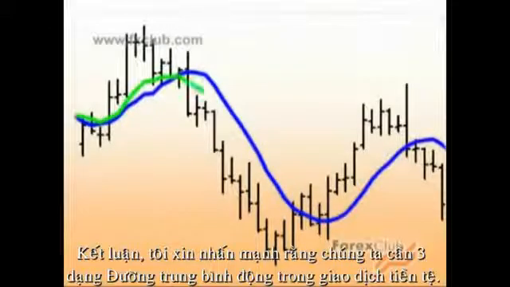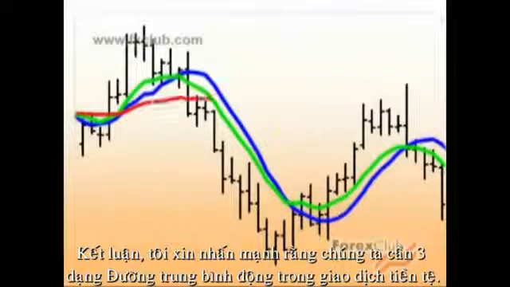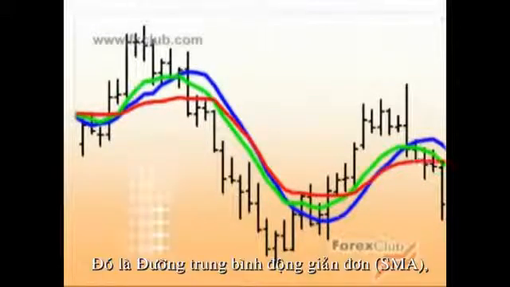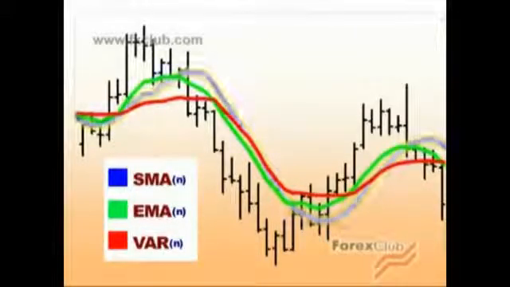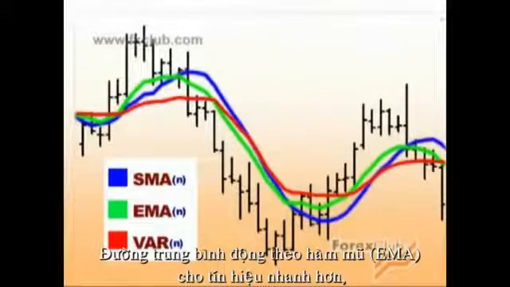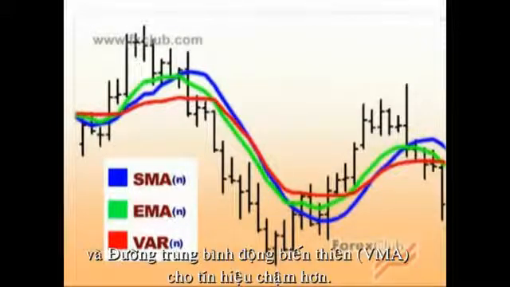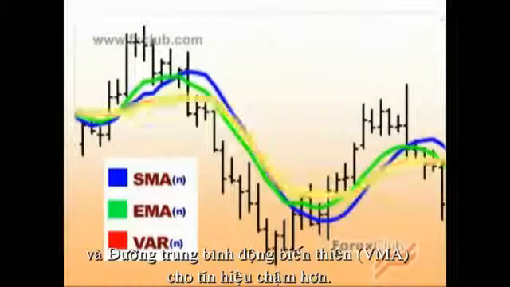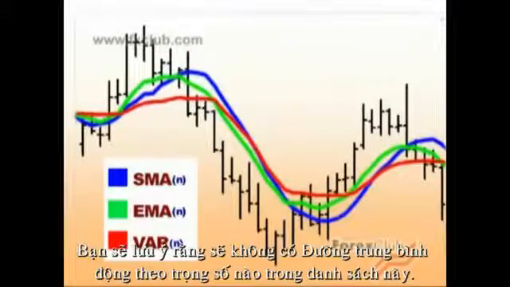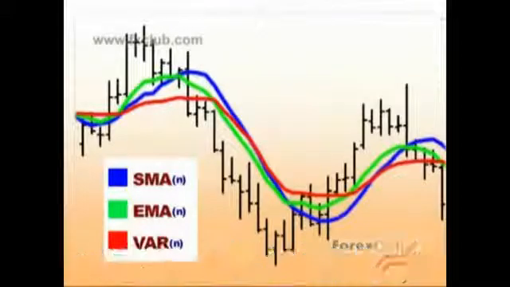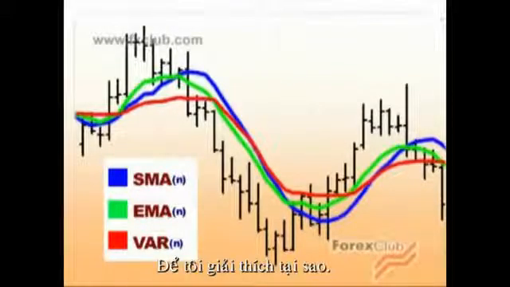In conclusion, I'd like to underline that we will need just 3 types of moving averages in our work. These are the simple moving average, SMA, exponential moving average, EMA, which is faster, and variable moving average, VAR, which is slower. You'll notice that there is no weighted moving average in this list. Let me explain why this is so.